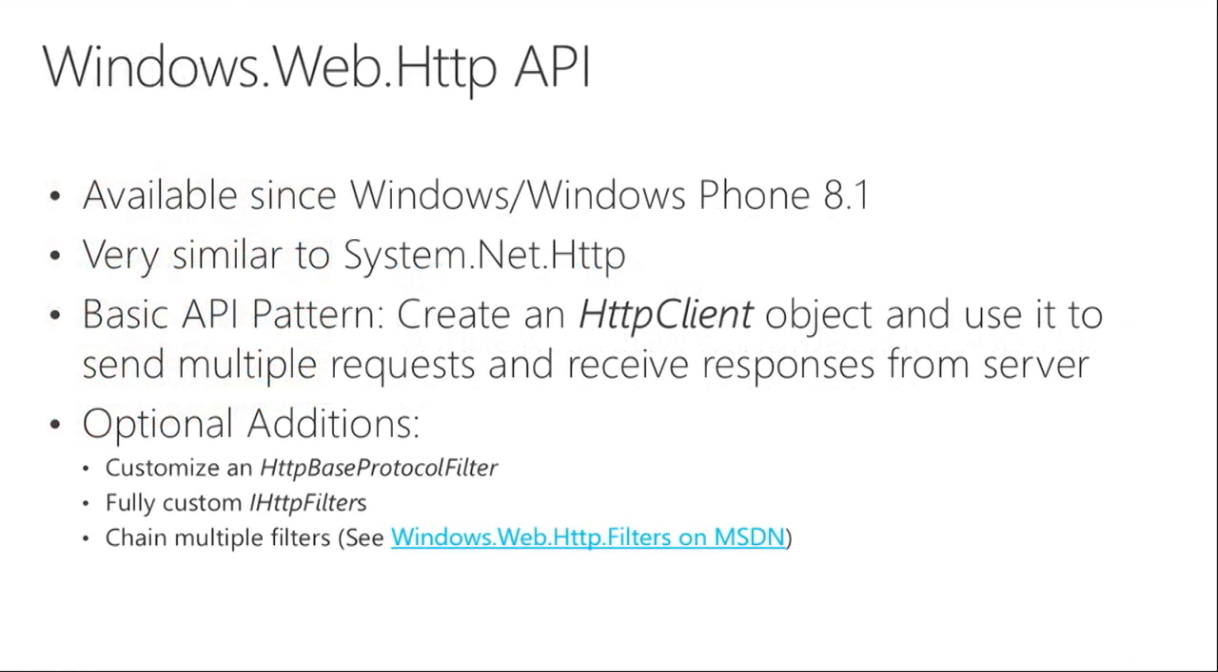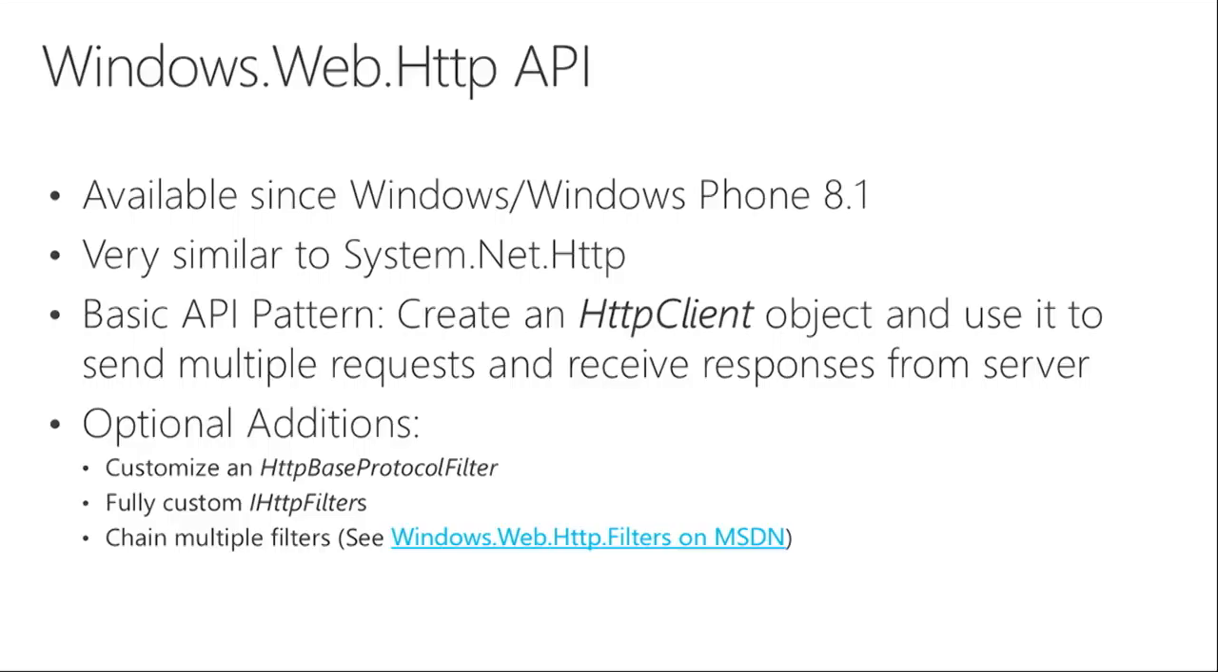So you might be familiar with the windows.web.http API, which has been available since Windows and Windows Phone 8.1. This is essentially an API that we provide to implement the HTTP client role on your devices. It was designed very similar to the .NET API, which has been around for a little while longer, and this helps us minimize the learning curve for developers who are adopting this API. So the basic pattern is that you create a single client object, and then you can use it to issue multiple requests to multiple servers.